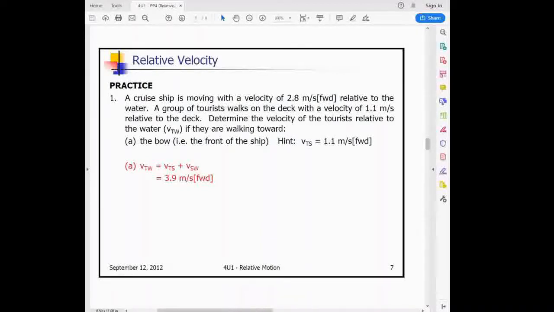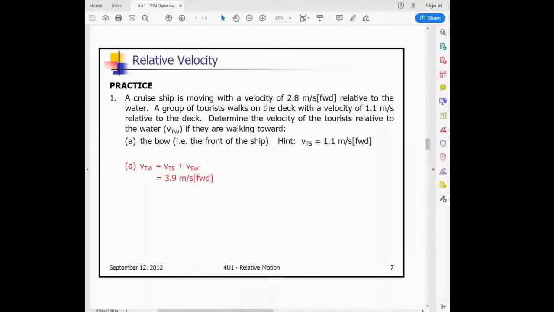And we're asked to do that when they are walking toward the bow of the ship. The bow is the front of the ship. So our velocity of the tourists relative to the water can be found by finding the sum of the velocity of the tourists relative to the ship plus the velocity of the ship relative to the water. Our VTS is 1.1 meters per second forward because they're walking toward the front of the ship. The ship is also moving in the forward direction, so that's 2.8 meters per second forward. So 1.1 plus 2.8 gets us to 3.9 meters per second forward. This is the velocity of the tourists relative to the water.